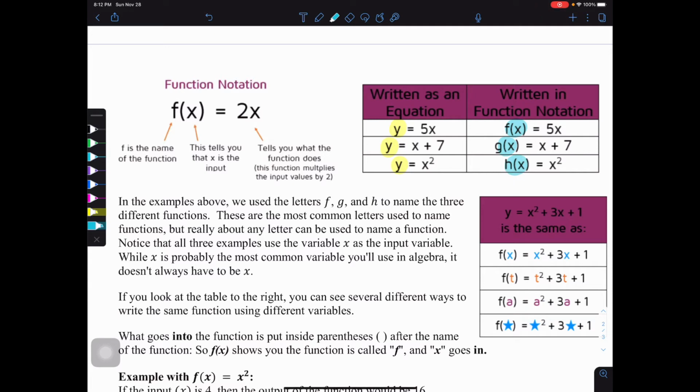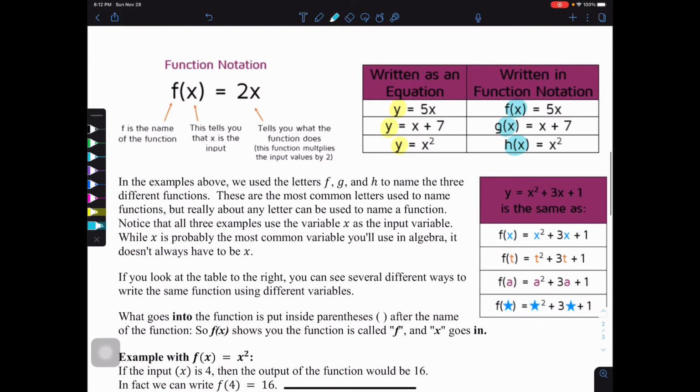So in the paragraph it says, in the examples above, we use the letters f, g, and h to name the 3 different functions. These are the most common letters used to name functions, but really about any letter can be used to name a function. Notice that all 3 examples use the variable x as the input variable. While x is probably the most common variable you'll use in algebra, it doesn't always have to be an x. And if you think back to our opening exercise, I used a heart and I used the letter a.